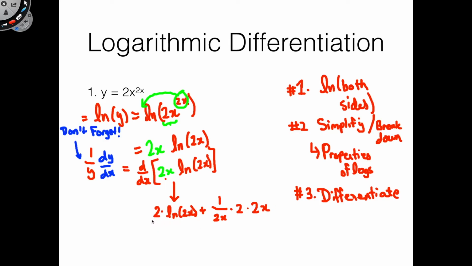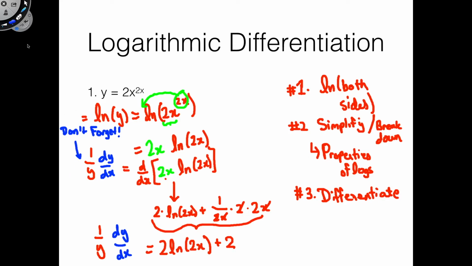All right, so let's put everything together. That's going to give us 2 ln of 2x, and this 2 and that 2 are just going to cancel, and that x and that x are also going to cancel, so you're just left with plus 2. And that is all going to equal 1 over y dy dx.